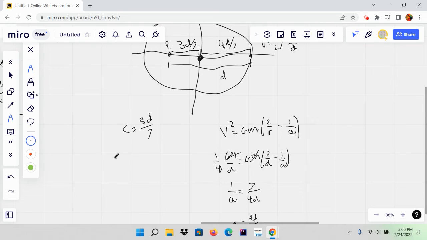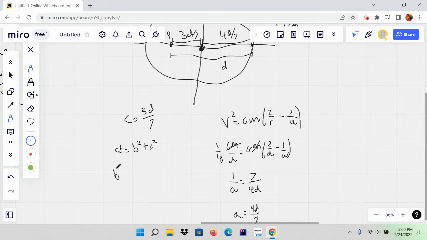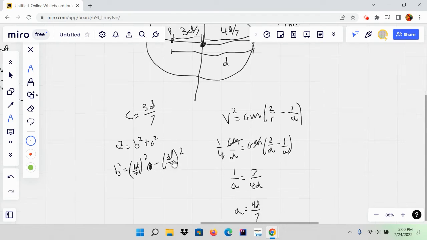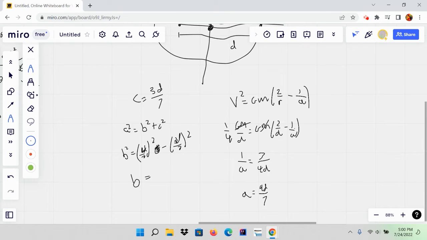And so now we can use the equation a squared equals b squared plus c squared, where a is the semi-major axis, b is the semi-minor axis, and c is the focal distance, to find your semi-minor axis. So in this case, b squared is going to be equal to (4d over 7) squared minus (3d over 7) squared, and that means that b is going to be equal to the square root of 16d squared minus 9d squared, 7d squared, over 7, so d root 7 over 7.